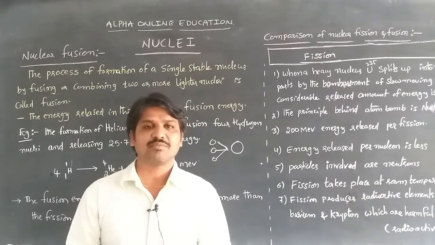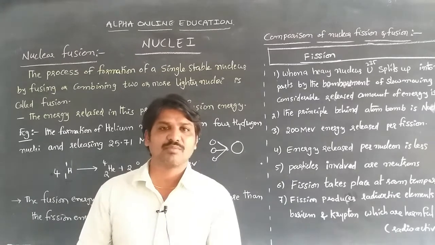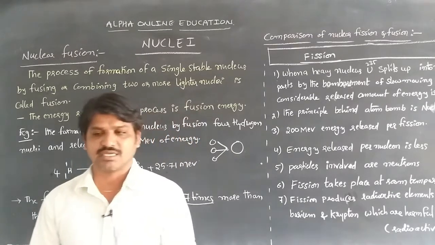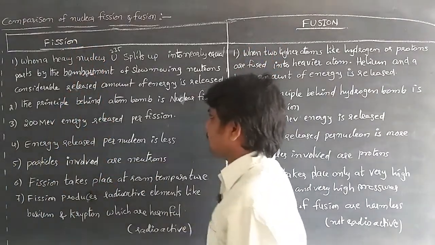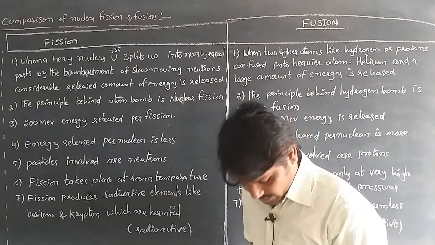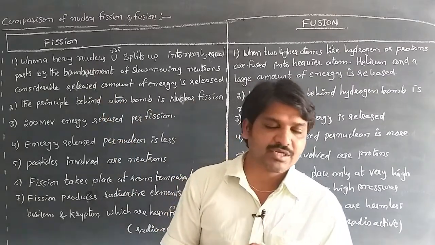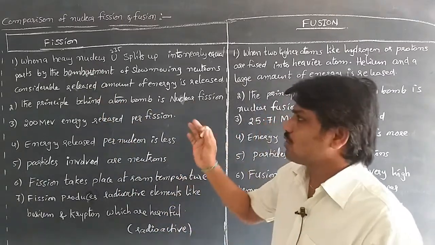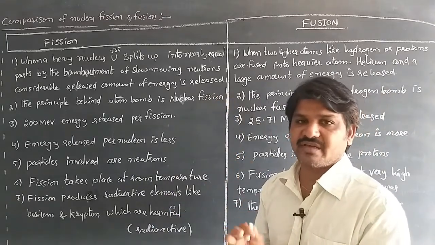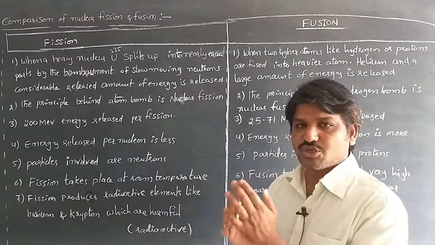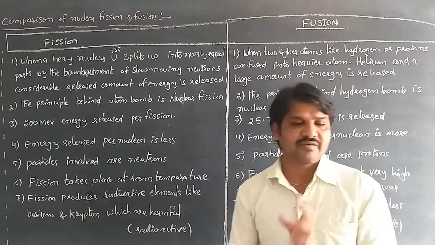Let us see the comparison between nuclear fission and fusion. What are the basic comparisons and differences between the two? First of all, we should know what fission and fusion are. The definitions are: when a heavy nucleus like the radioactive element uranium splits into two or more parts when bombarded with a slow-moving neutron, whenever uranium-235 is bombarded with a slow-moving neutron, a considerable amount of energy is released.